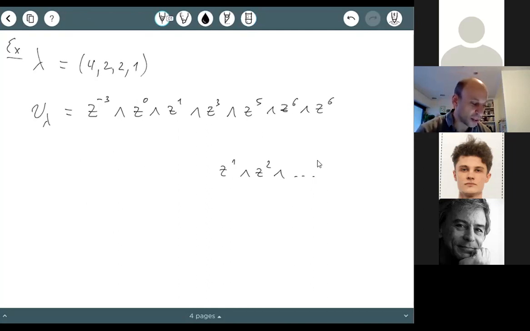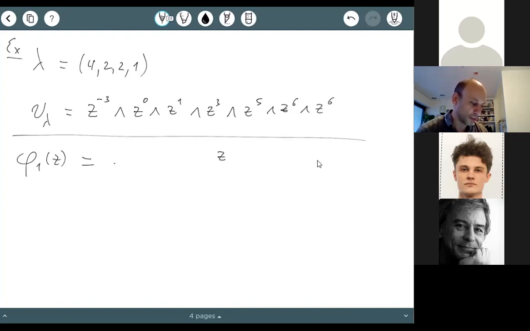Okay, so now we would like to distinguish between decomposable and non-decomposable elements of this space. So let's try to define a decomposable element. We need to define infinite wedge products. So let's take power series phi one of z that will stop with z to the power one, and then there will be some coefficient phi one zero, and then phi one minus one z inverse, and so on.